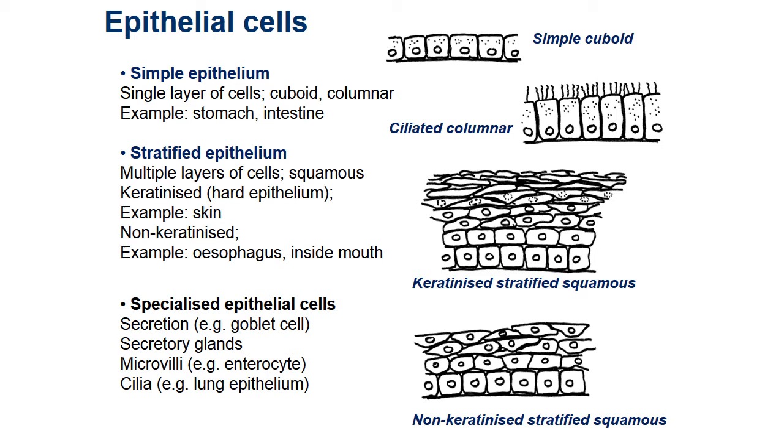Epithelial cells can have different shapes. For instance, they can be cuboid, columnar, or squamous, in which case they are wider than tall. And stratified squamous epithelium can be subdivided again into keratinized epithelium or non-keratinized stratified squamous epithelium.